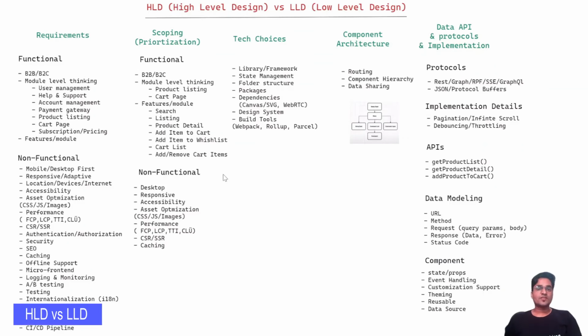Now we have understood the different expectations of a system design round in terms of requirements, functional and non-functional requirements, scoping, tech choices, component architecture, the data API protocol and the implementation. Now it's time to understand what the high level design and the low level design are, which are generally asked in interviews.